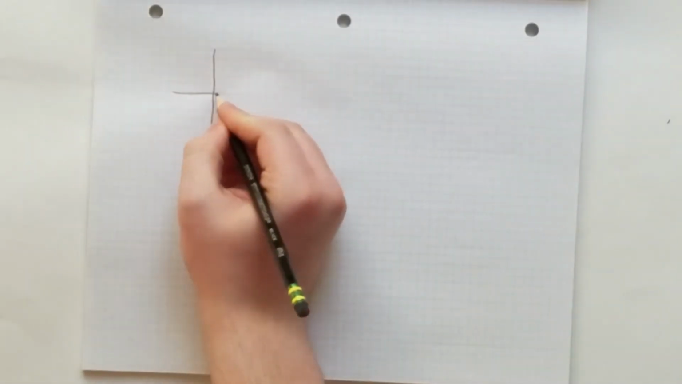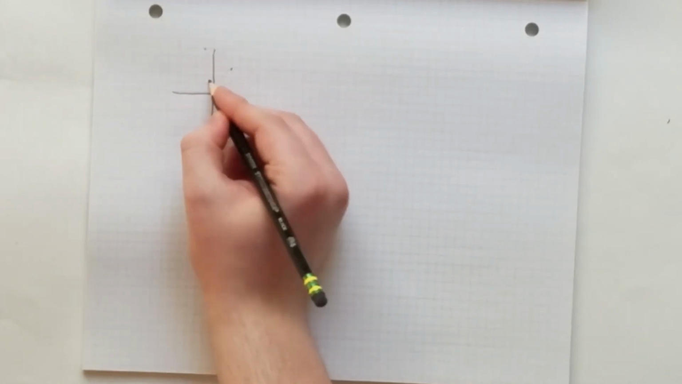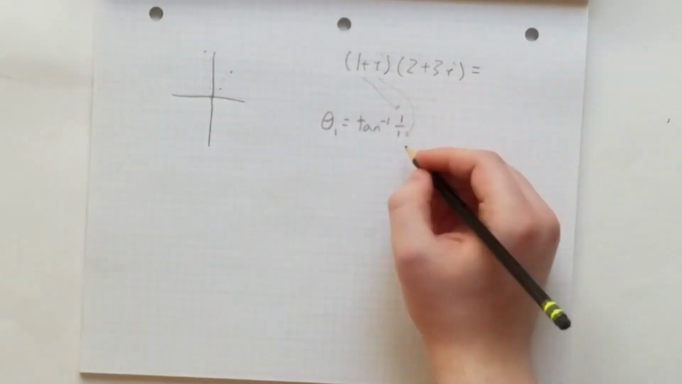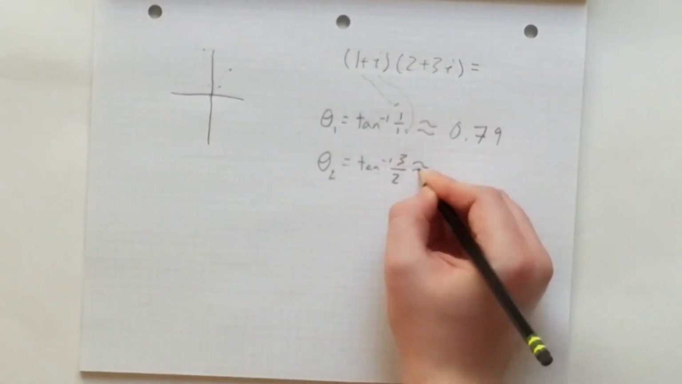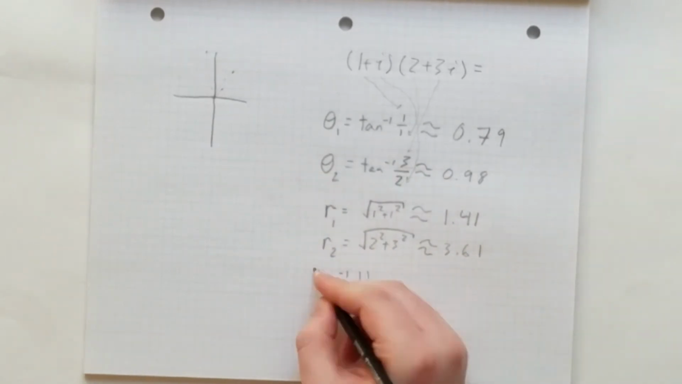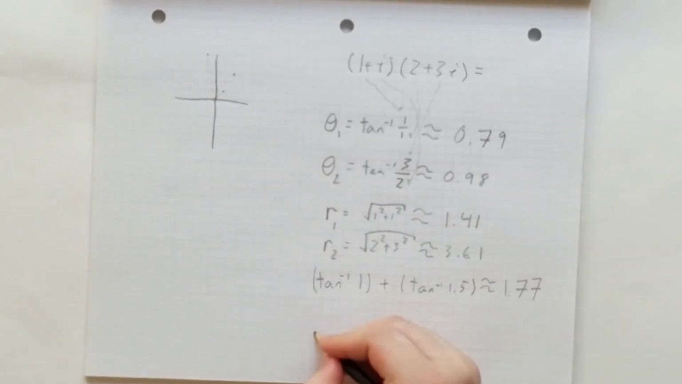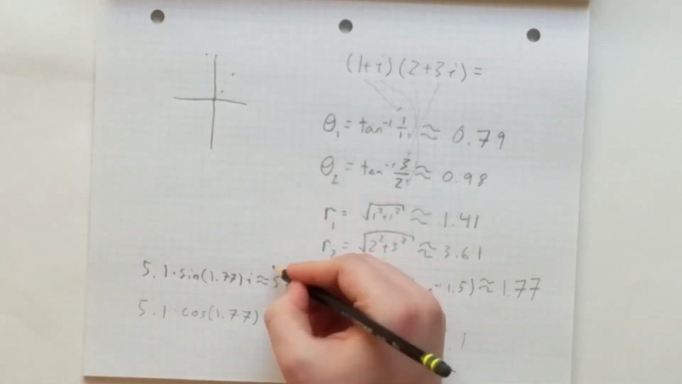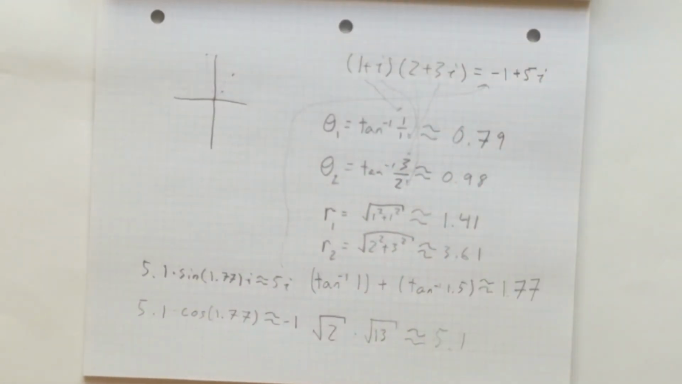Say, for example, you want to multiply 1 plus i times 2 plus 3i. Instead of using the distributive property, you can find their angles with some trigonometry and their magnitudes with some Pythagoras, add the angles, then multiply the magnitudes, then use some more trigonometry to find the real and imaginary components of your answer, and done. -1 plus 5i. Also, to divide complex numbers, instead divide the magnitudes and subtract the angles.